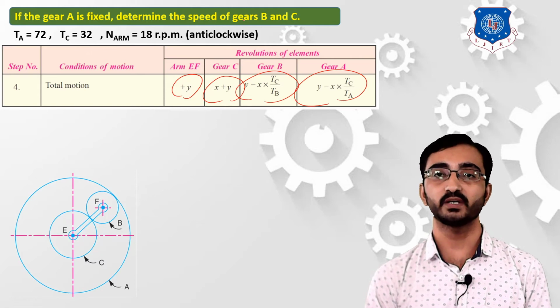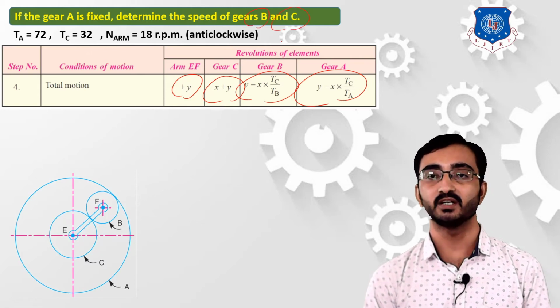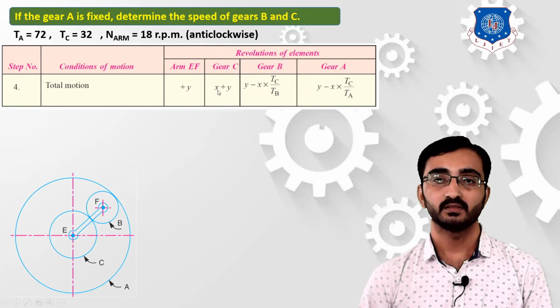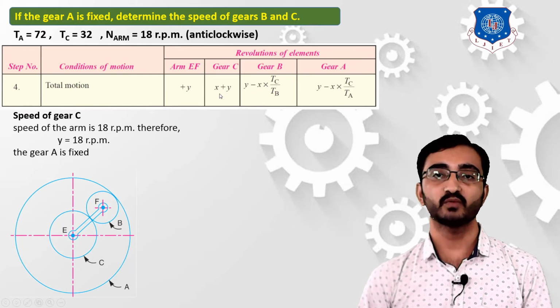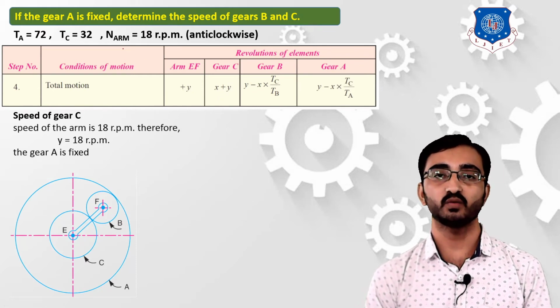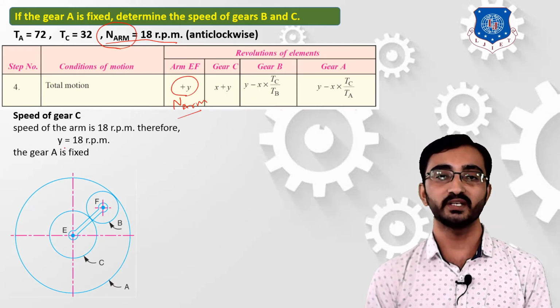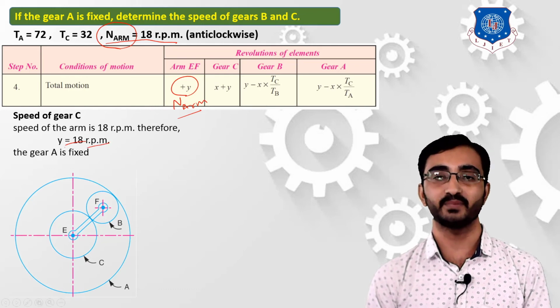Okay, so now first we have to calculate the speed of gear B and gear C. From this table you can refer that for gear C we have a simple equation, that is x plus y. So first of all we have to identify these two variables. To find these variables we can consider the given data. Over here they have given that your arm is rotating with 18 rpm, or the speed of arm, n arm, is given. Now the n arm is equal to plus y over here, because your arm EF contains plus y, so we can simply compare this value. So over here you can get that y is equal to 18 rpm.